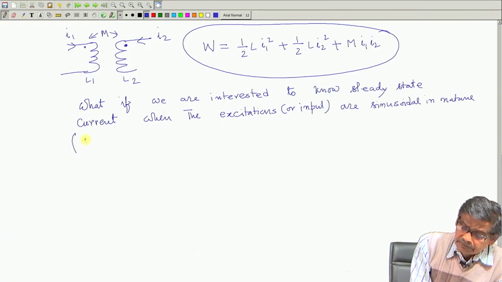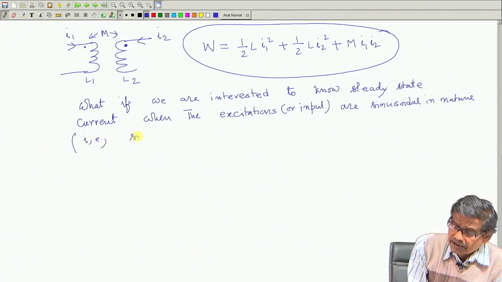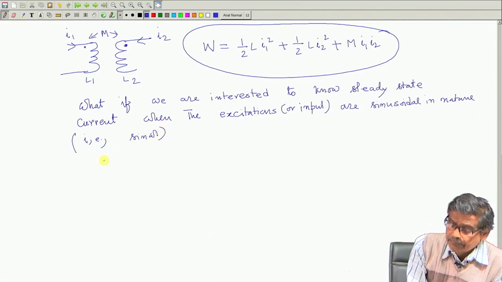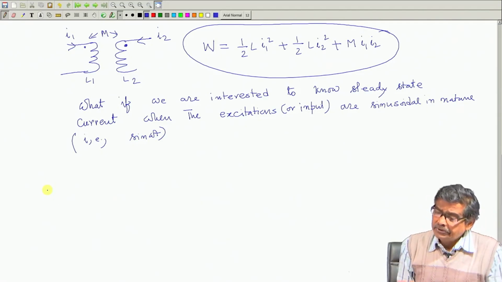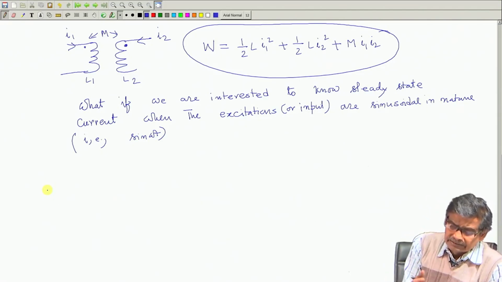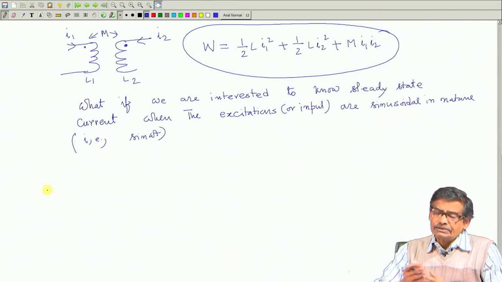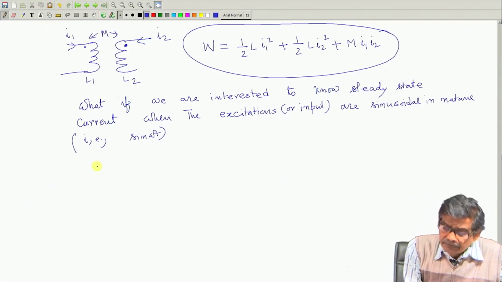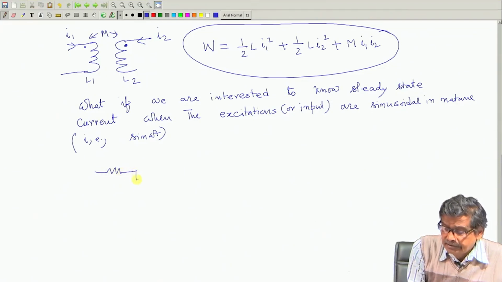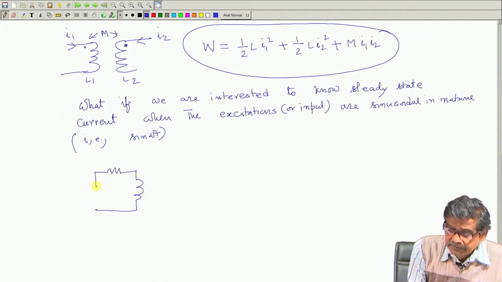For example, suppose some voltage sin omega t is applied. You recall that with single energy storing elements, or multiple energy storing elements having no mutual coupling, we have seen, for example, an RL circuit excited with a sinusoidal voltage source V max sin omega t. We have done this problem earlier.